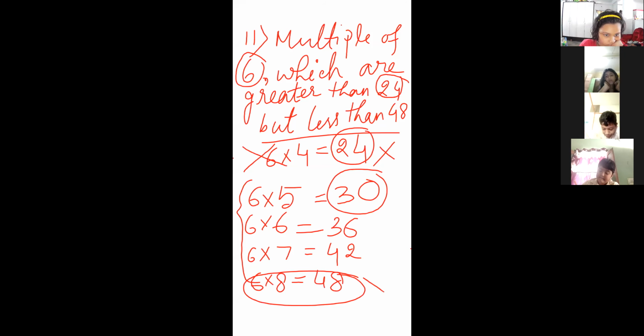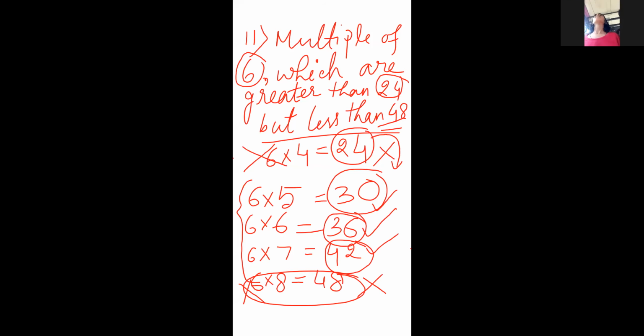Why not this one? Because it must be less than 48, smaller than 48, and greater than 24. So the answers are 30, 36 and 42. Write the answer, these three are the answer: 30, 36, 42. All of you understood this one?